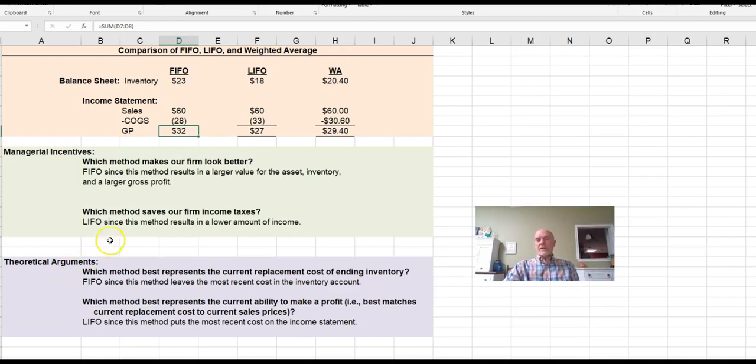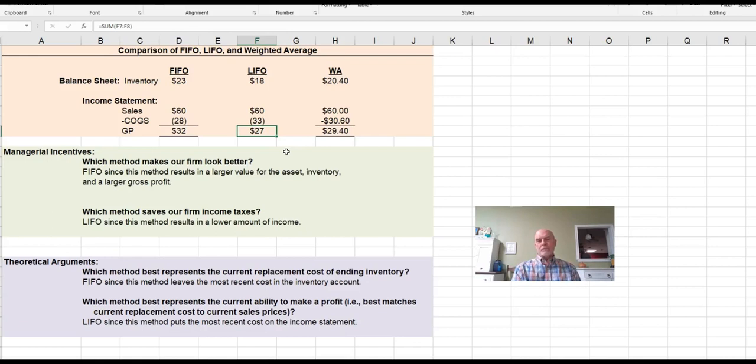On the other hand, which method would save us the most in income taxes? Well, since the Lifo gave us the lower profit, then it would give us the lower income taxes. So sometimes companies would choose Lifo just to save the taxes.